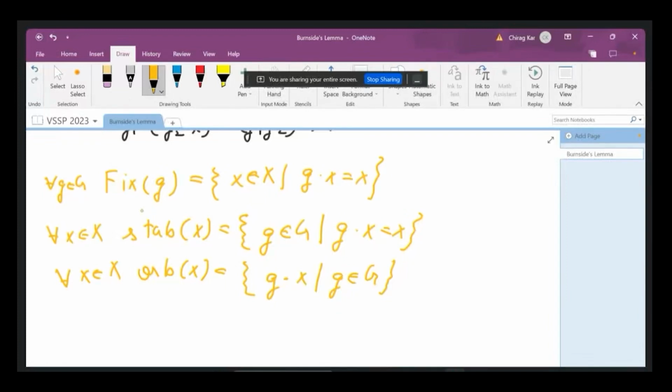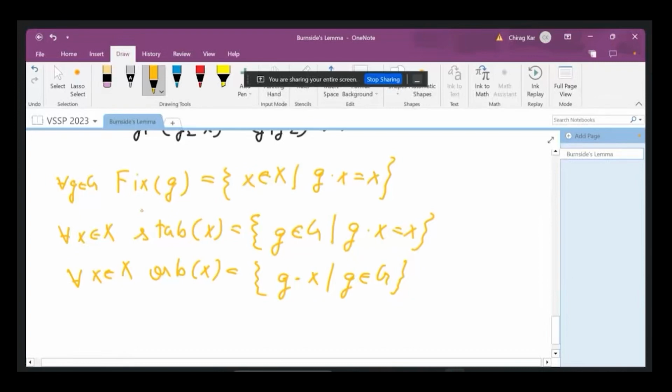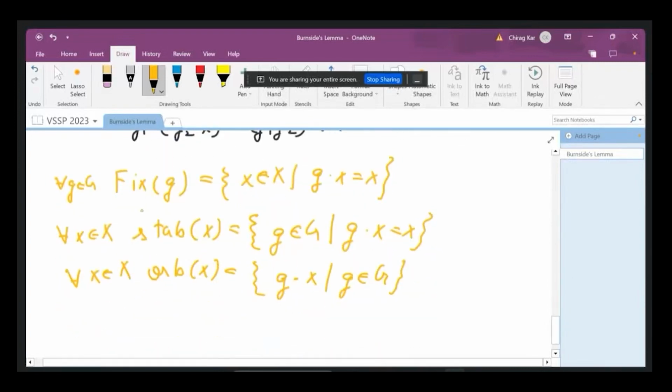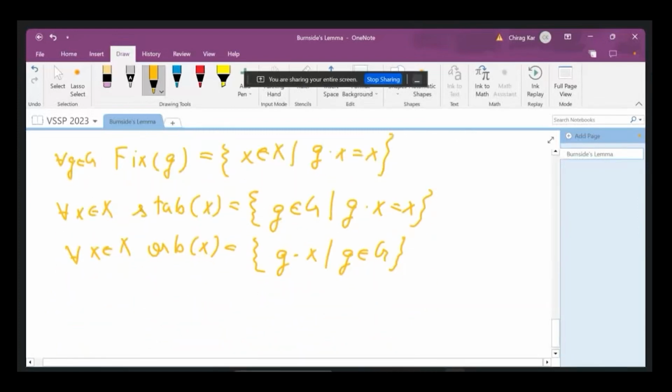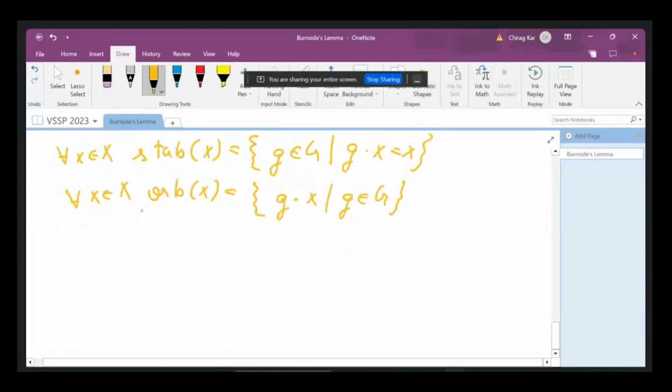Given that our group action satisfies the first property, what ends up happening is that fix of identity is just the entire set X, because E dot X is equal to X anyway. Similarly, the stabilizer of X is not empty because you have the identity, and the orbit of X is not empty because you have X itself, which is present. So none of these are empty sets.